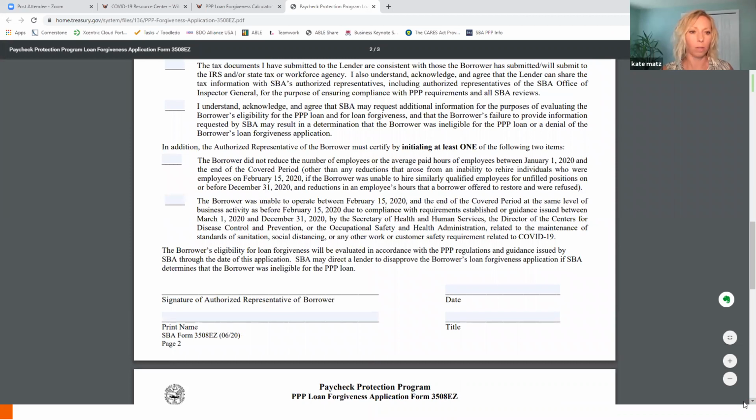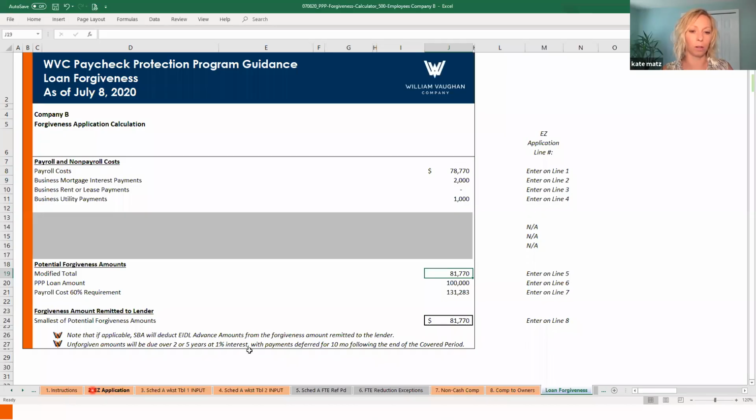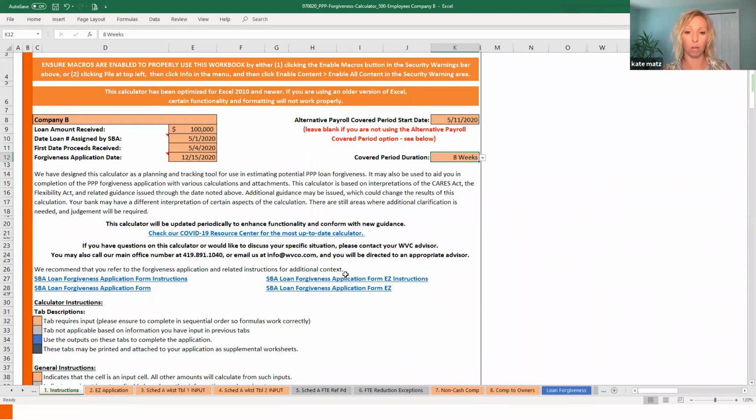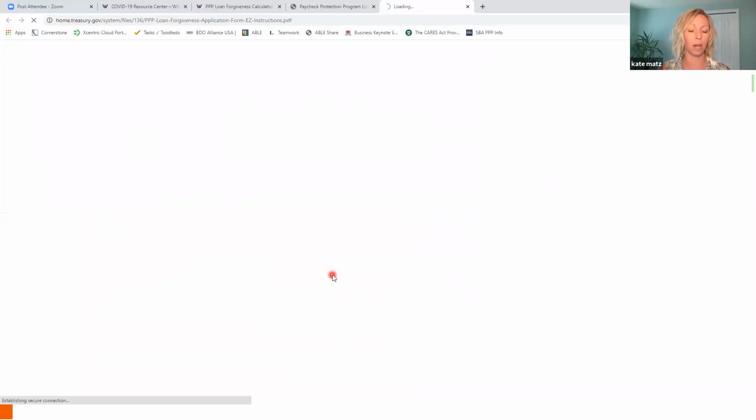I think the only thing left before getting into any questions that you guys have would be a quick discussion on the documents that are being required. The documents that are going to be required to submit with your application, as well as other things that you should just keep on hand, are actually listed out in the instructions to the EZ application form, and we can get to that from the instructions tab link on the calculator. So we'll pop that open.